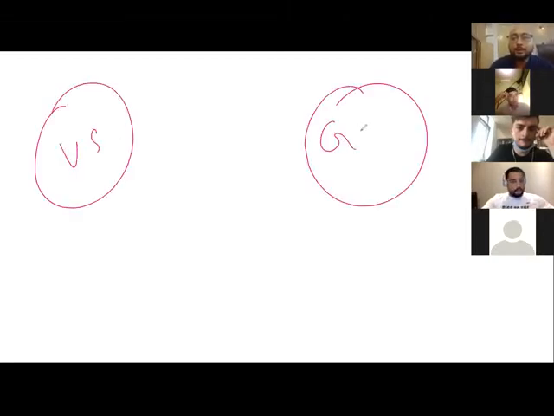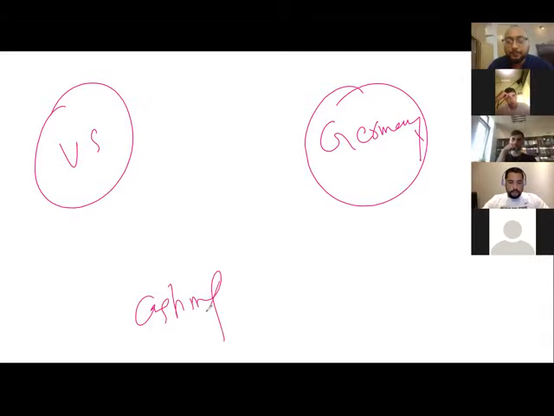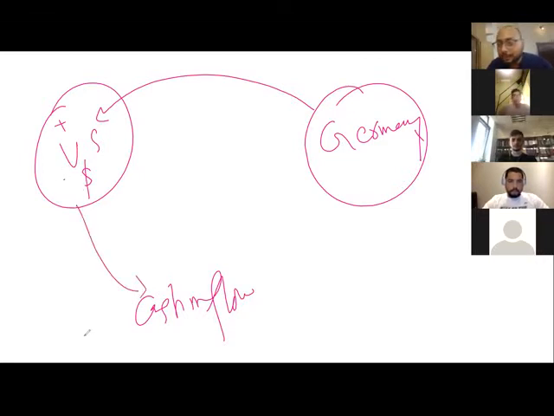Okay. So if this is US and this is Germany, what is cash inflow? When money comes into one country. When US receives money in the form of, because you are in US, you need dollars. If dollars are coming into US, it means cash inflow.